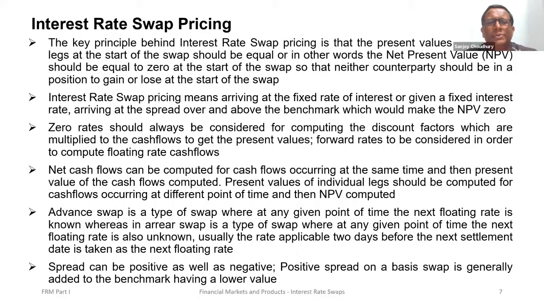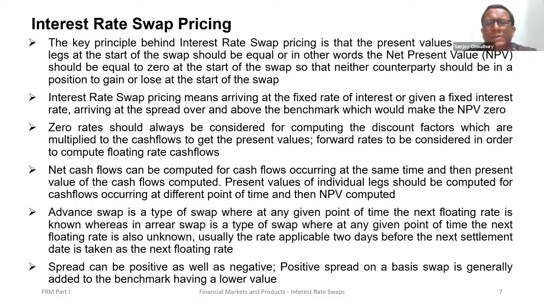An advance swap is a type of swap where, at any given point of time, the next floating rate is known. Whereas an arrear swap is a type of swap where, at any given point of time, the next floating rate is also not known. So usually the rate applicable 2 days before the next settlement date is taken as the next floating rate. In many geographies, the in-arrear swap is not allowed to be traded, but the advance swap is a fairly simple swap, which is allowed to be traded in many markets.